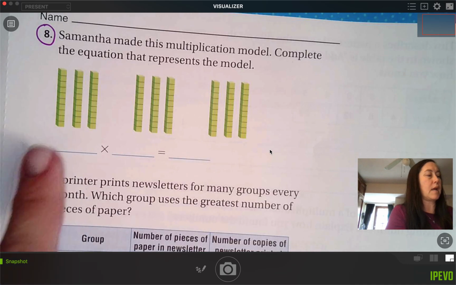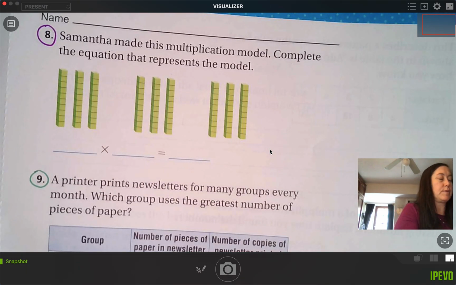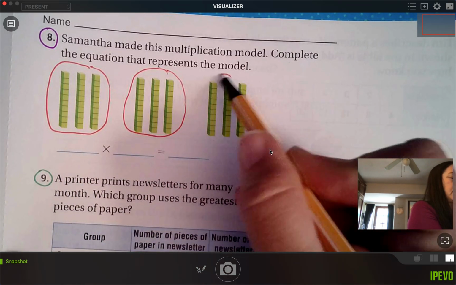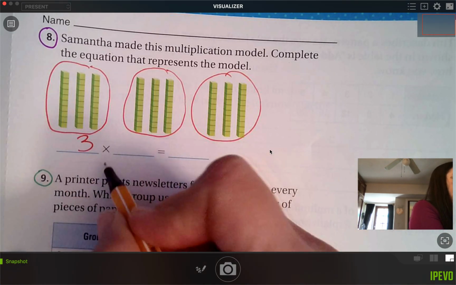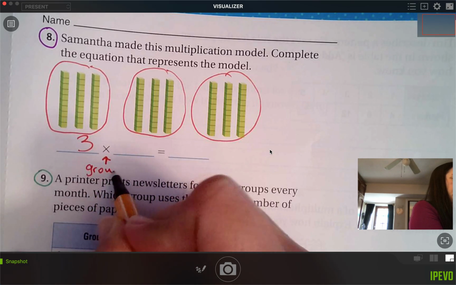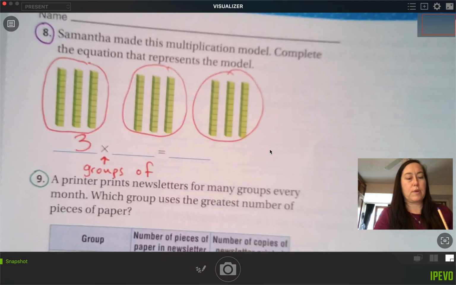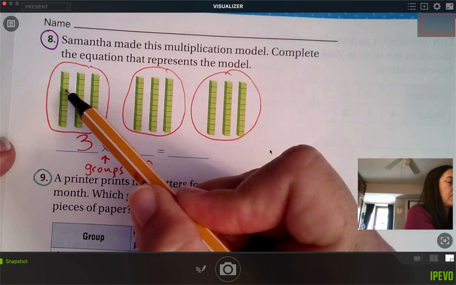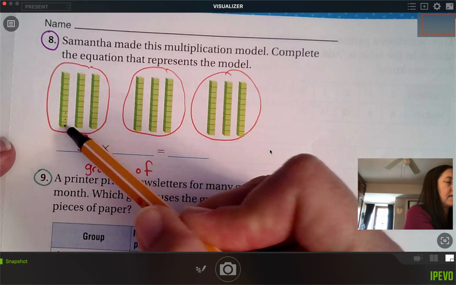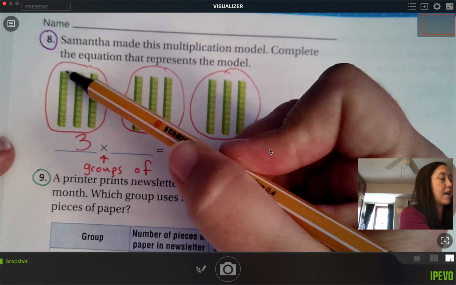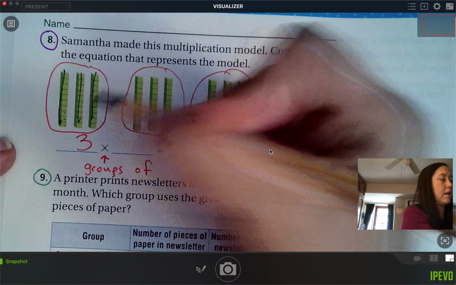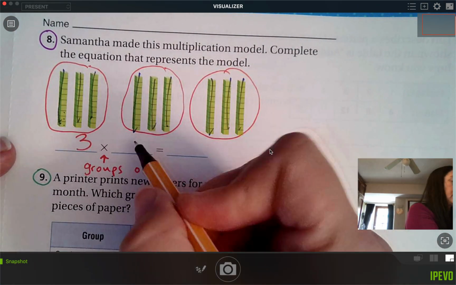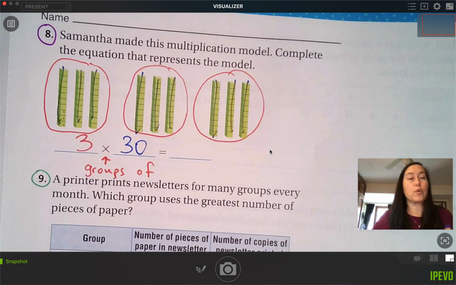So you're thinking to yourself, I see 3 groups, right? 1 group, 2 groups, 3 groups. I see 3, and I always think of this as standing for groups of. So 3 groups of, and how many are in each group? Now these are 1, 2, 3, 4, 5, 6, 7, 8, 9, 10. Good. I can trust that these are 10. So 10, 20, 30. Each group has 30. 3 groups of 30.